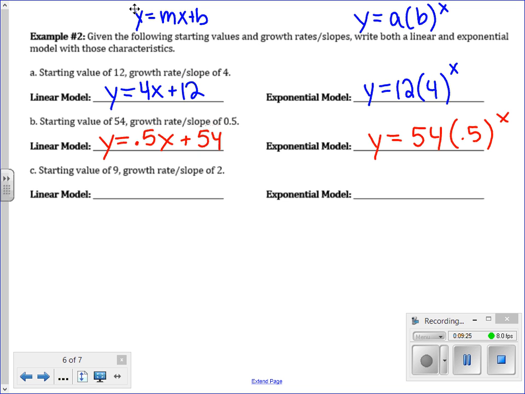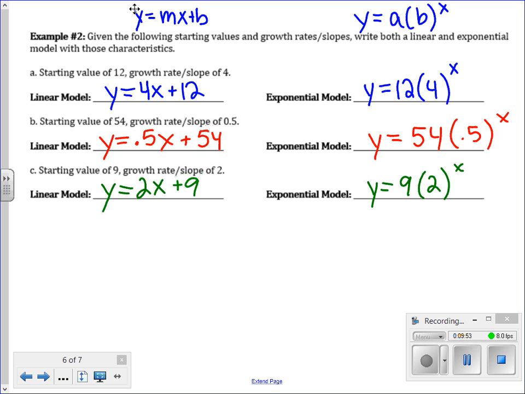All right, finally, the last one of these kinds of problems says that I have a starting value of 9 and a slope or a growth rate of 2. So if I have a starting value of 9 for this slope-intercept form and a slope of 2, I would write this as y equals 2x plus 9. A similar exponential model with the same kind of characteristics would be y equals 9 times 2 to the x.